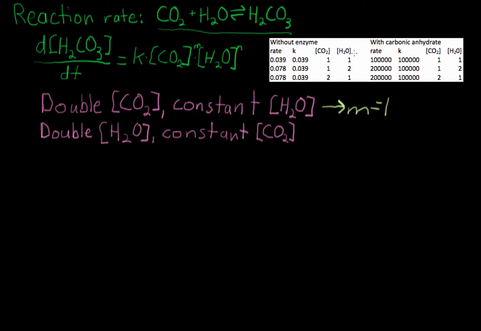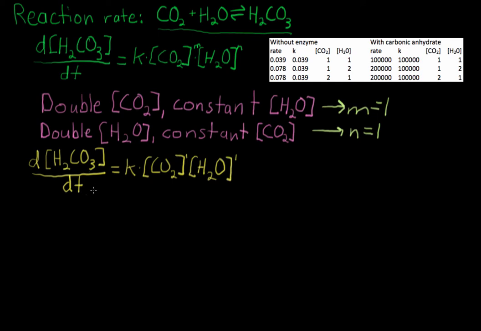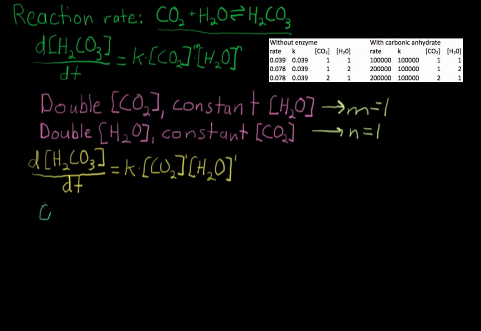We're going to do the same with water. So we double the concentration of water while keeping the concentration of carbon dioxide the same. And again, our rate doubles. So we get n equals 1. So now we're going to rewrite our rate law. So we've rewritten our rate law to include these exponents m and n. And we want to ask ourselves, what is the overall order of the reaction? So we add the exponents and we get 2.